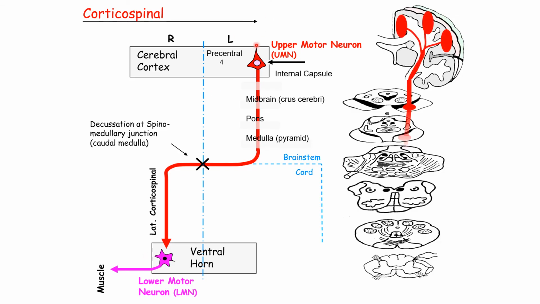We can see here the pathway coming down from the cerebral cortex through midbrain, pons, and medulla on the same side, crosses over at the pontomedullary junction to the other side, to the lateral corticospinal tract, and then eventually will synapse at ventral horn or lower motor neurons at various levels of the spinal cord.